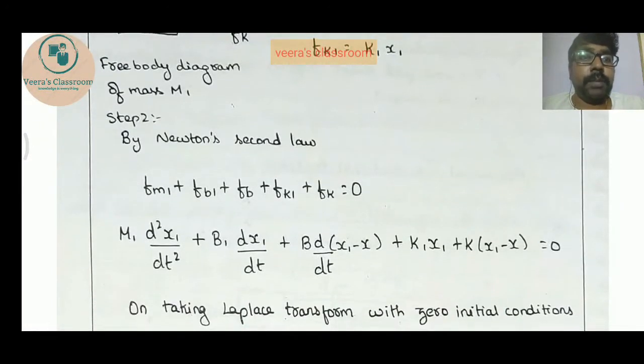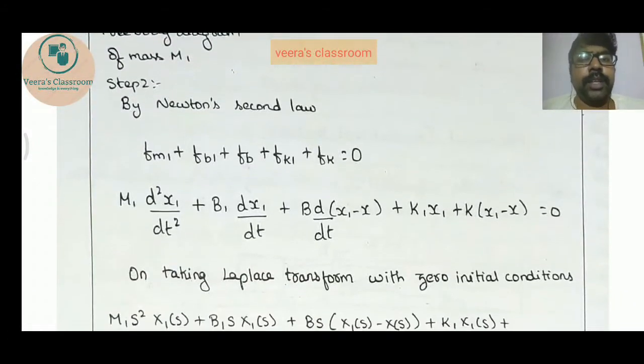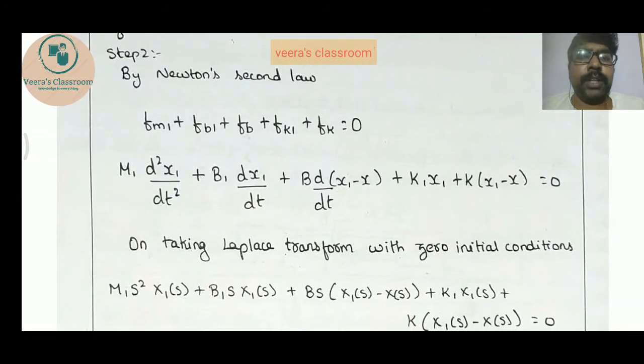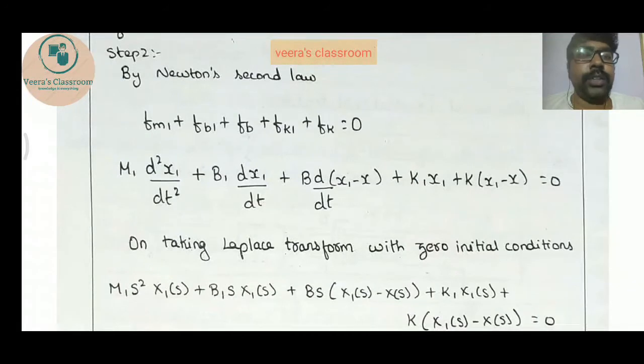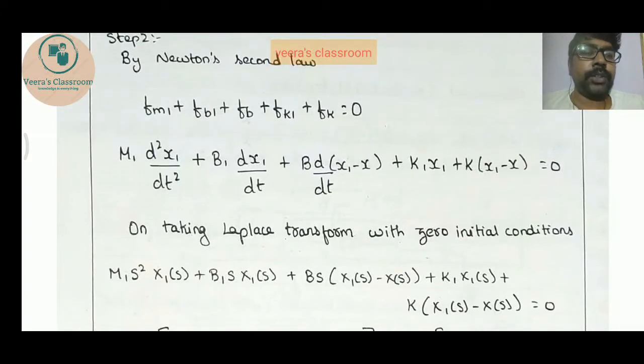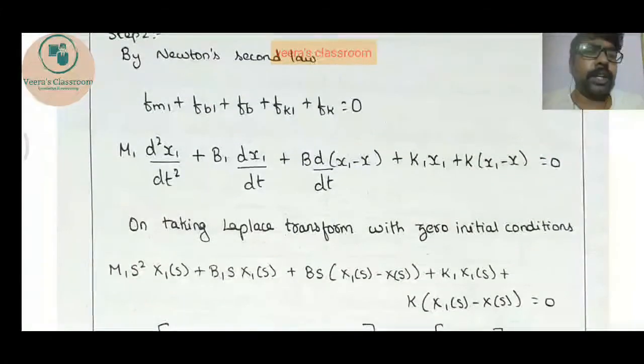So when you take Laplace transform with 0 initial conditions, as I told you already, a second degree differentiation becomes s square into x of s, and a single differentiation becomes s into x of s. So the first term becomes m1 into s square into capital X1 of s. The second term becomes b1 into s into capital X1 of s. The third term becomes b into s into x1 of s minus x of s. The fourth term becomes k1 into x1 of s. The fifth term becomes k into x1 of s minus x of s equal to 0.